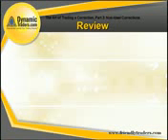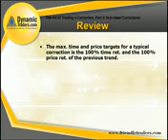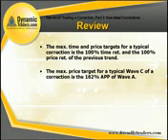Okay, let's go ahead and have a quick review of what we learned in part 3 of the Art of Trading Correction. The max time and price targets for a typical correction is the 100% time retracement and the 100% price retracement of the previous trend. The maximum price target for a typical wave C of a correction is the 162% alternate price projection of a wave A.